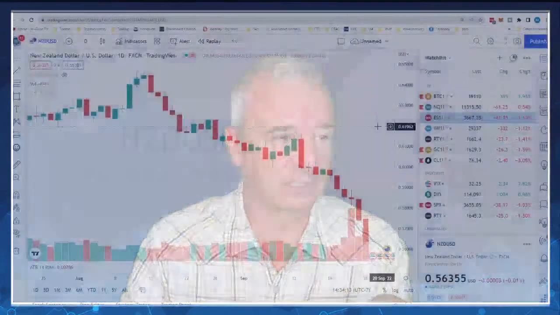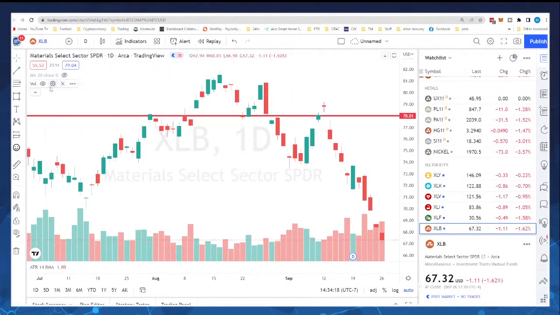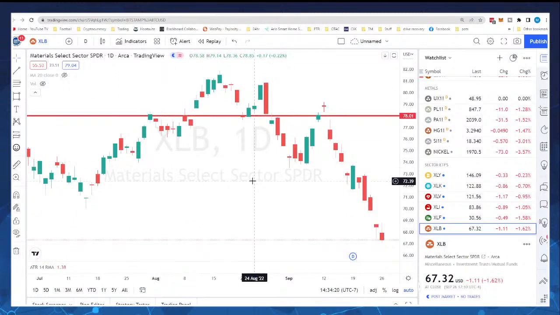At this point, I'm a little disappointed I closed out some of my puts. I had XLB, and I closed that one out, and look where you had a nice fall through today. But I'm very happy with the profit I made on my XLB.